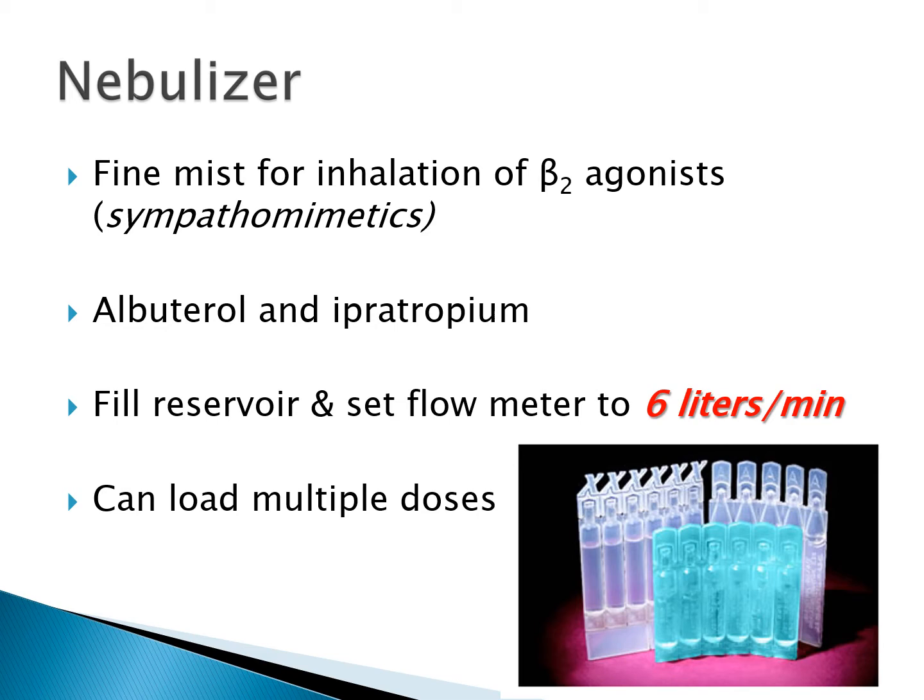The two drugs that you'll be giving are albuterol and ipratropium. When they're put together, they're called DuoNeb. You can give them separately. And basically you're going to fill the reservoir, set the flow meter to 6 liters per minute, not too fast, not too slow, so that you achieve a nice fine mist. And also know that you can load multiple doses into the nebulizer.